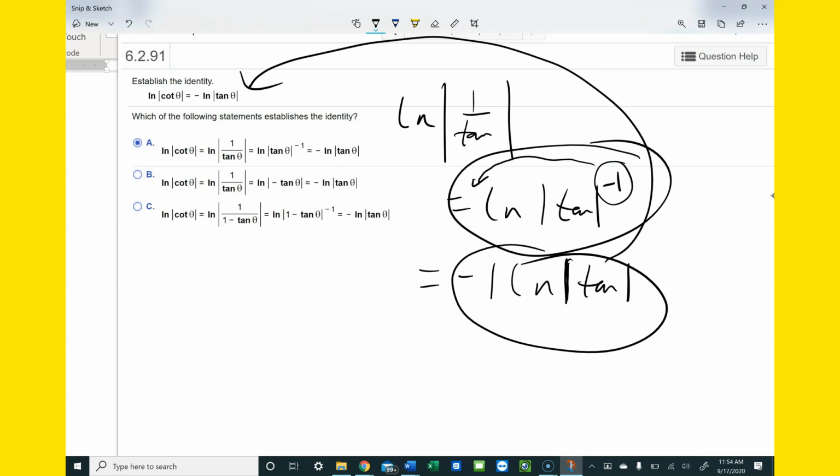So let's see which one of these choices accomplishes that. A is looking really good. B is not right because the negative sign is supposed to come in front of the log, not in front of just that part of the log.